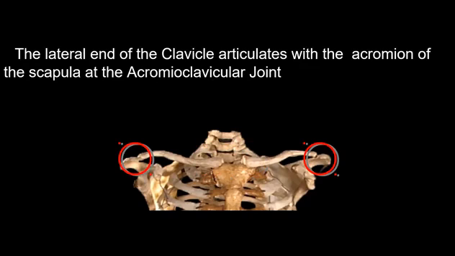So the lateral end of the clavicle articulates with the acromion of the scapula. We're still going to see what the acromion end of the scapula looks like, and they form what we call the acromioclavicular joint. Again, the name makes the sound and gets you the meaning very easily.